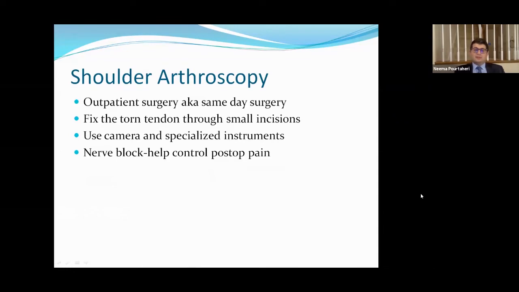Shoulder arthroscopy. This is the mainstay of operative treatment of shoulder rotator cuff tears. This is an outpatient surgery, also known as same-day surgery, where the rotator cuff tendon is fixed through small incisions in the shoulder using specialized instruments and cameras. A nerve block is administered by the anesthesiologist on the day of surgery, which helps control a lot of the pain in the first 24 hours of surgery.